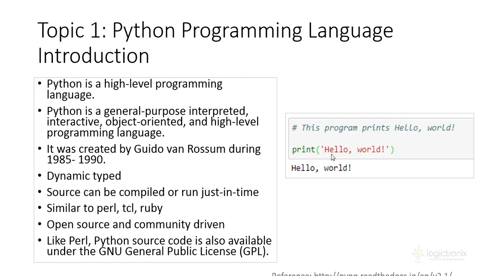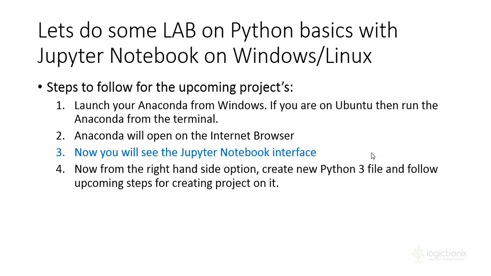Here we have one example of hello world. If you want to print hello world using Jupyter Notebook or the Python IDE, you can just type print, open bracket, hello world, close bracket. This is just for displaying hello world. If you run it, hello world will be displayed.